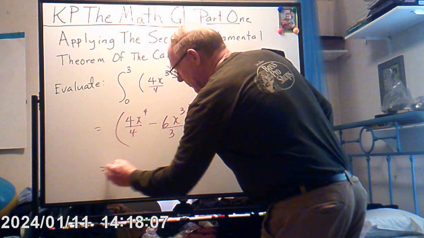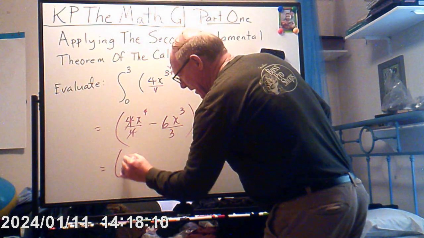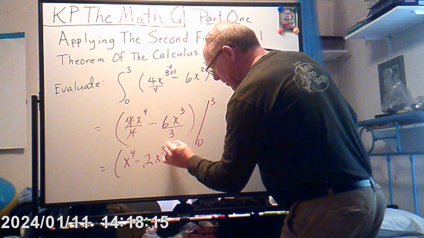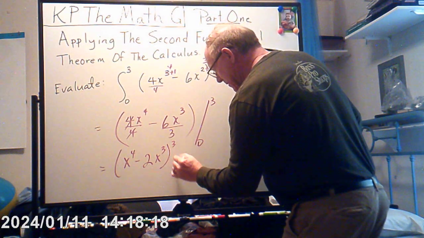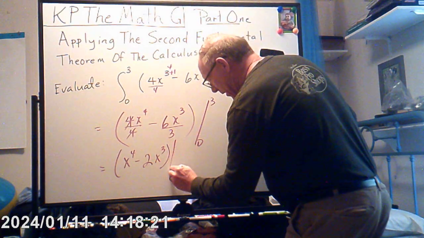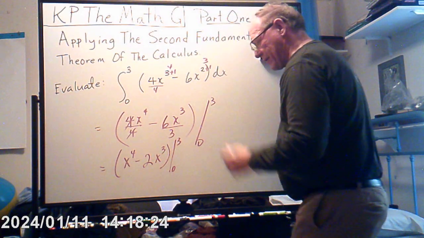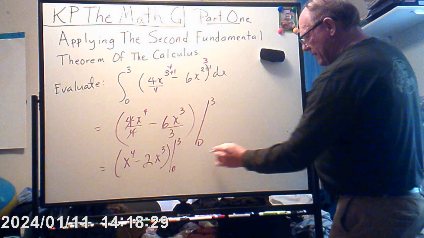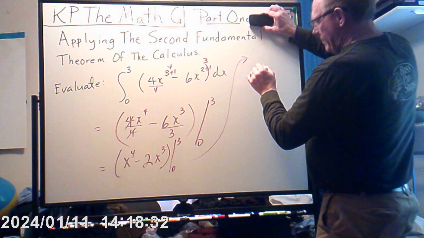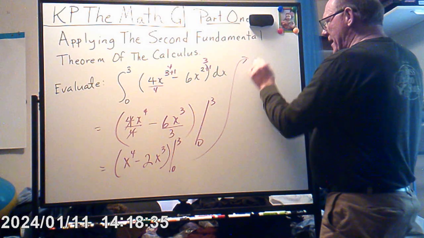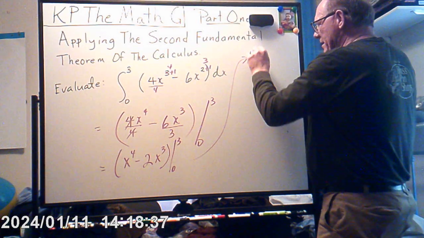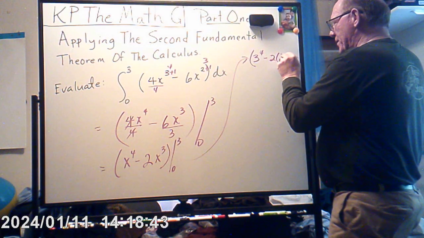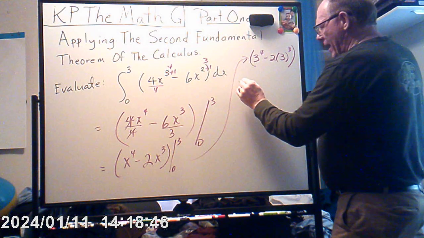We can clean this up. 4 over 4 divides out. So we're left with x to the 4th minus 2x cubed. And we're going from 0 to 3. Again, plug the 3 in first. So what we have here is 3 to the 4th, minus 2 times 3 cubed, minus sign.